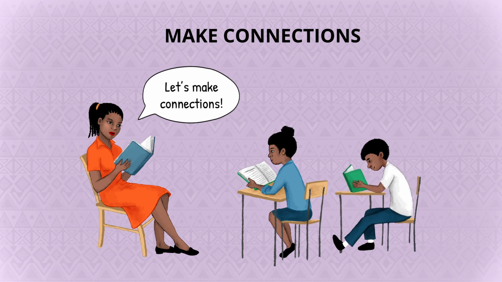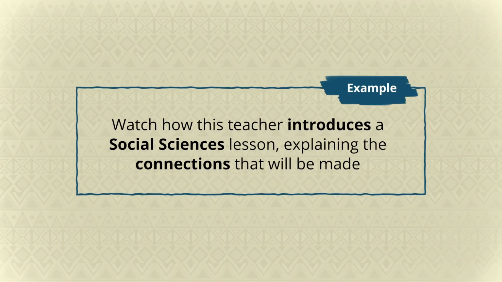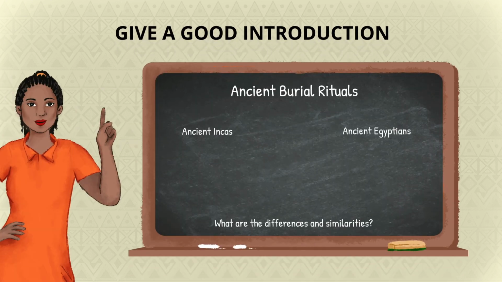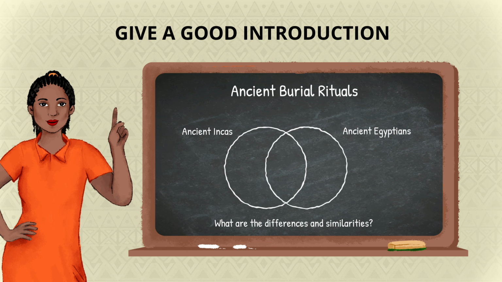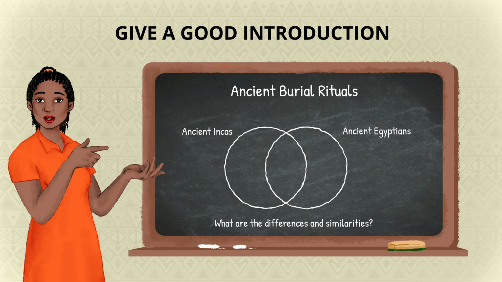Teachers can help learners make connections by giving a good introduction to a text, which foregrounds the kinds of connections that will be made. Watch how this teacher introduces a social sciences lesson, explaining the connections that will be made. Today we will read a text about ancient Incan burial rituals. We will make connections to the burial rituals we have read about in ancient Egypt. We need to look for the similarities and differences between the two.